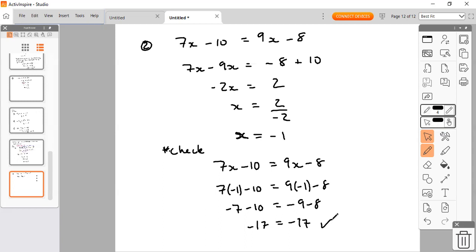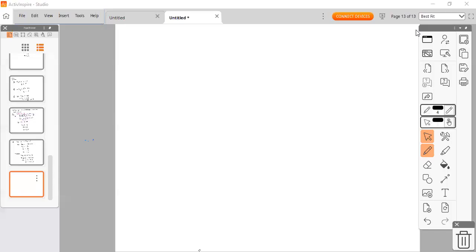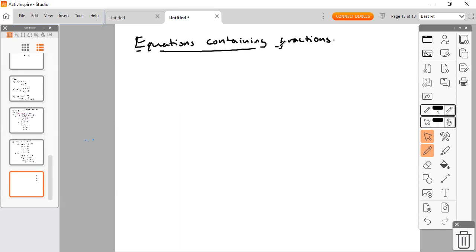My notes. Try a few. Okay, equations containing fractions. Again, we've done these. I just want to recover it, just making sure we're starting the year with it in our mind.